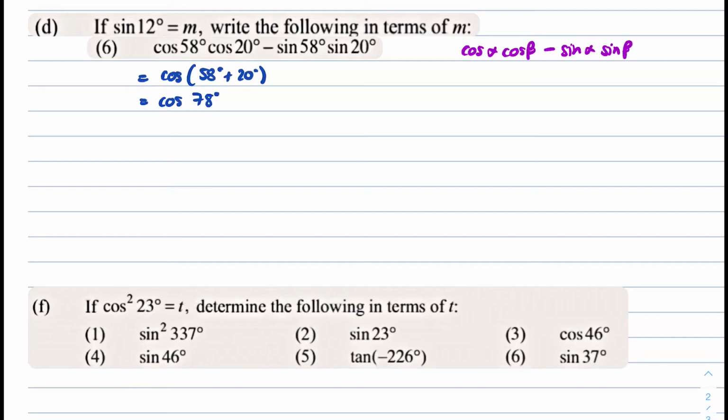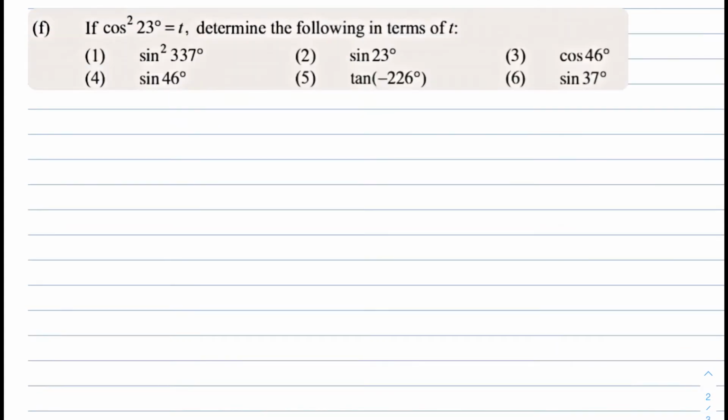Now, 78 degrees, well, if I'm looking at the angle we were given, 12 degrees, 78 plus 12, that's 90 degrees. Which means if I take the complementary angle of 12 degrees, well, the complement of cosine is sine. So this is the sine of 12, which is just m.